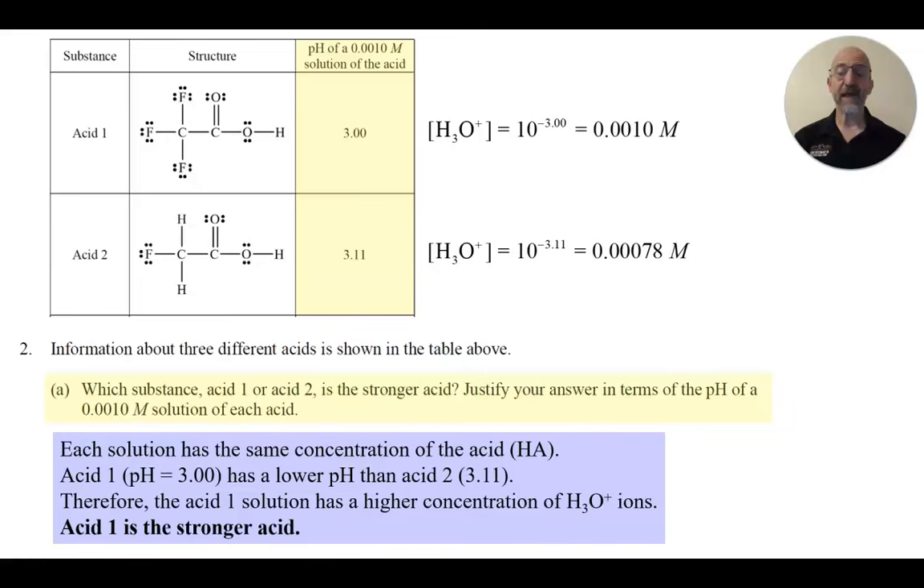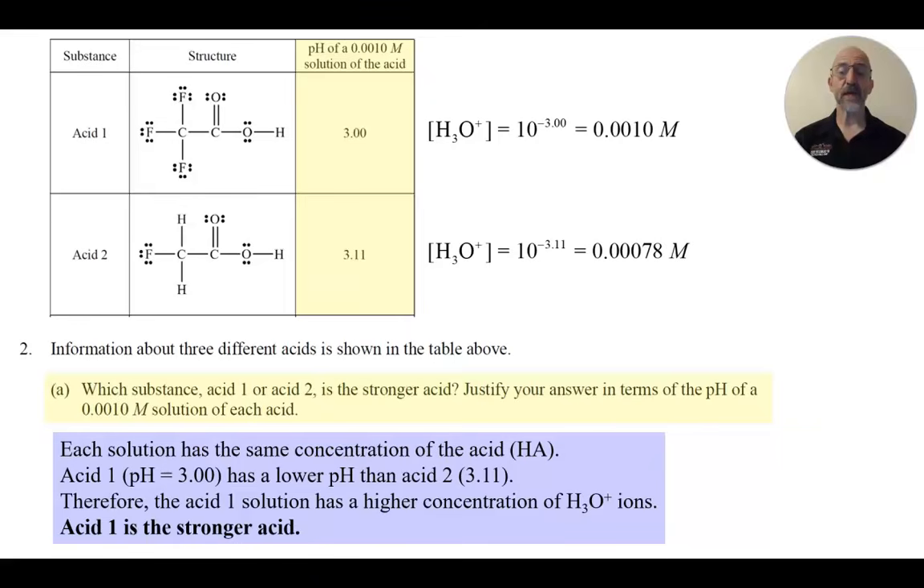So here is my answer to part A of question 2. Each solution has the same concentration of the acid, HA, and acid 1, with a pH of 3, has a lower pH than acid 2, which is 3.11. So therefore, the acid 1 solution has a higher concentration of hydronium ions. Acid 1 is the stronger acid.